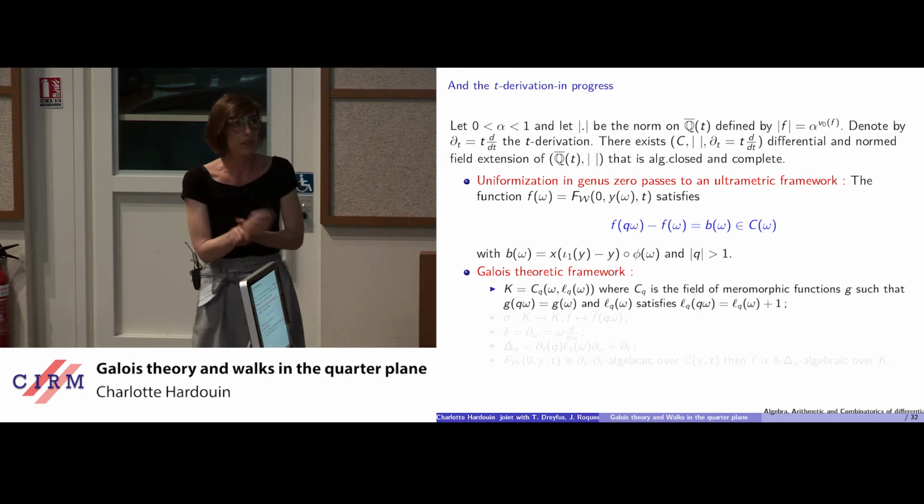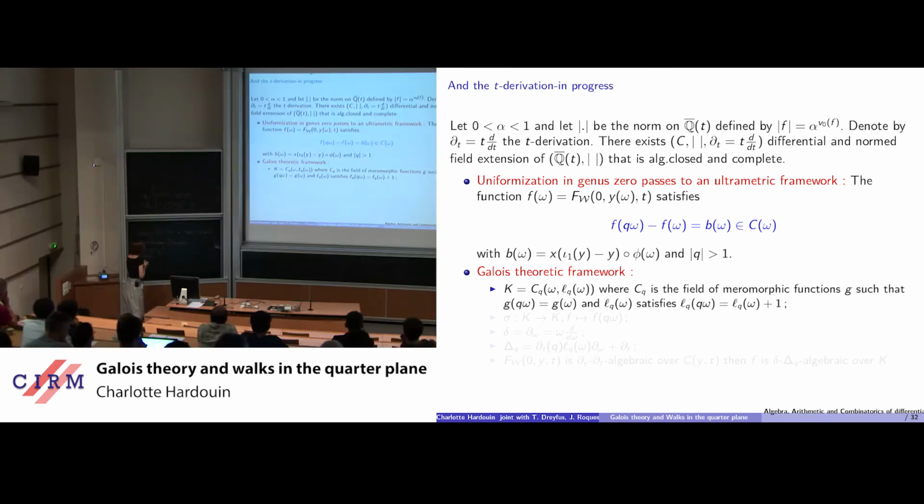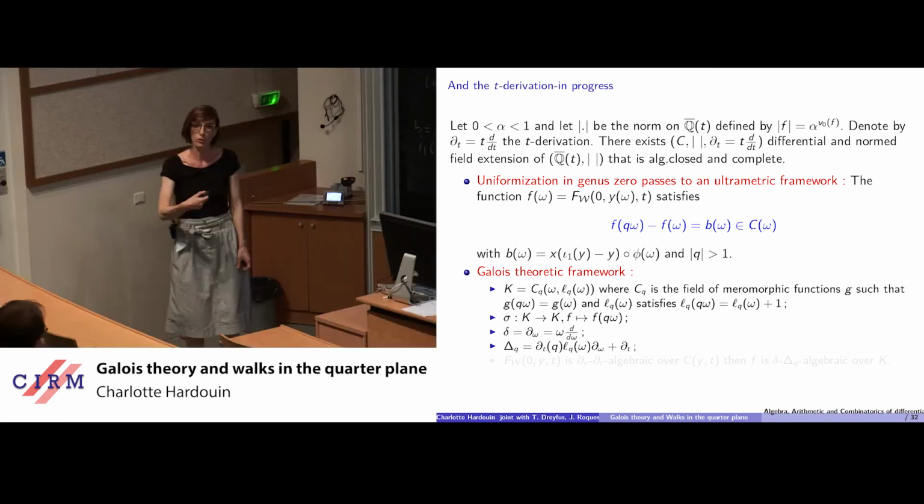Now, the Galois theoretic framework is a little bit intricate, more complicated. So you consider as a base field the field of elliptic functions with respect to Q, and you add the Q logarithm. Why are you doing this? Because you can build a derivation with d omega and dt and the Q logarithm that commutes with the Q difference operator.